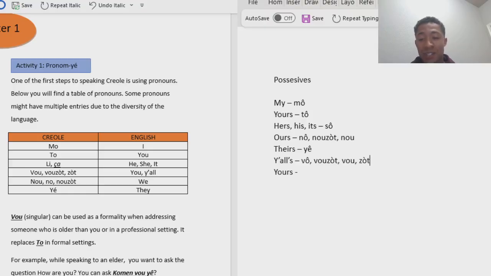Tego's correct. Me and Tego speak in Creole the whole time we talk to each other. Context is like 90% of the language. Zot. And for formal yours, let me put that in parentheses, formal, you will also hear vos and vous. Vos and vous. Now for mine, I'm gonna tell you about mine in a second. We haven't got to mine yet. So mo, to, so, no, nous autres, nous, ye, vos, vous autres, vous, zot, vos, and vous.